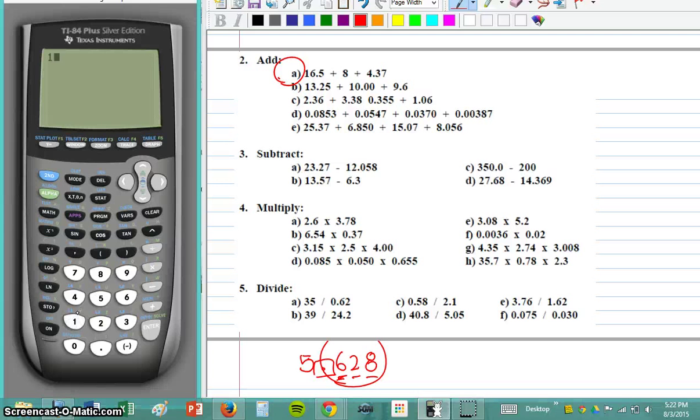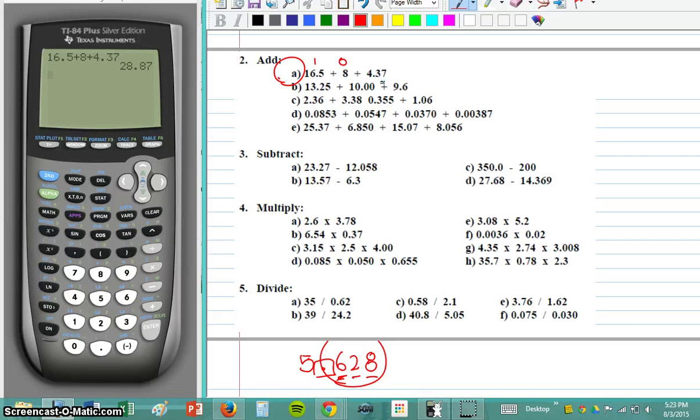16.5, put that in the calculator, 16.5 plus 8 plus 4.37. So you are not going to look at the number of significant figures. Instead, you're going to look at the number of decimal places. So 16.5 has 1 number after the decimal. Here's my decimal, and there's 1 number after the decimal. How many decimal places does 8 have? This one, there is no decimal, so this one has 0 decimal places.